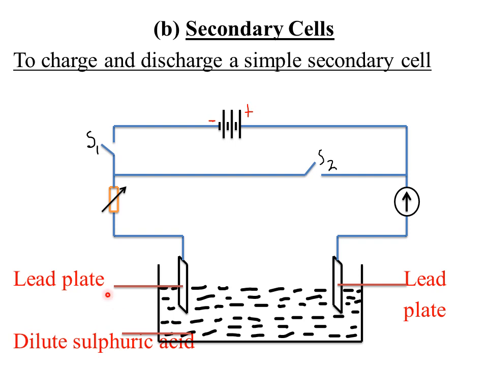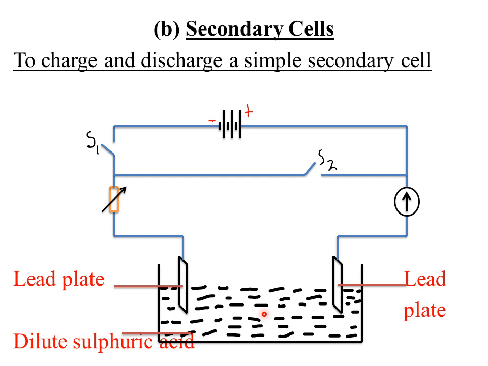Now, to charge or discharge a simple secondary cell, you need some apparatus. The apparatus required in this experiment is, one, two clean lead plates. We have one here, then another one here. We also need a beaker containing dilute sulfuric acid. This is our beaker in this case, containing our dilute sulfuric acid.